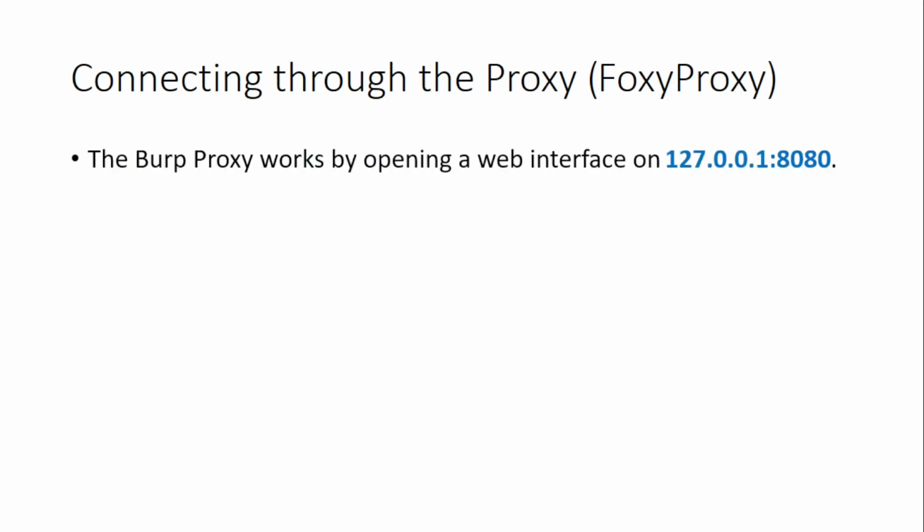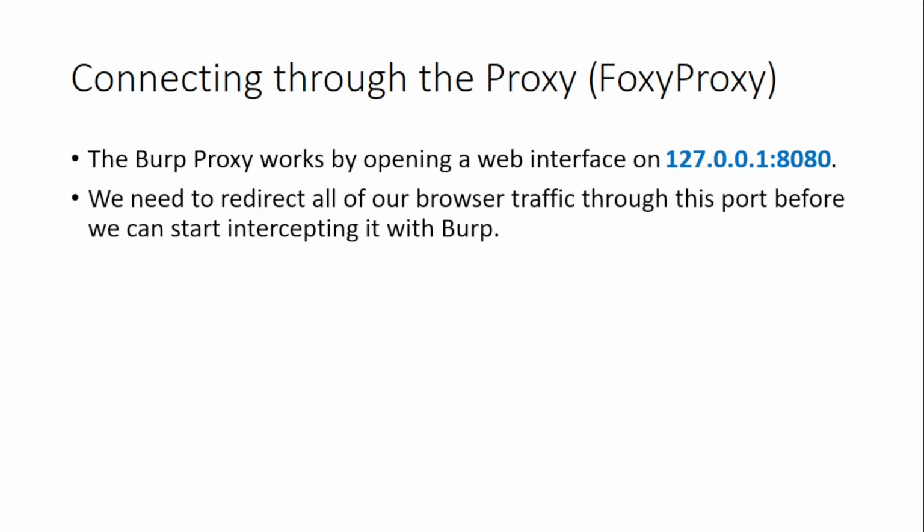And this is by knowing what is the web interface used by Burp Proxy, and it's this one, so port 8080 on the localhost by default. But as you could see just before, we can also add another listening proxy in the proxy options, and we need to redirect all our browser traffic through this port before we can start intercepting it with Burp.